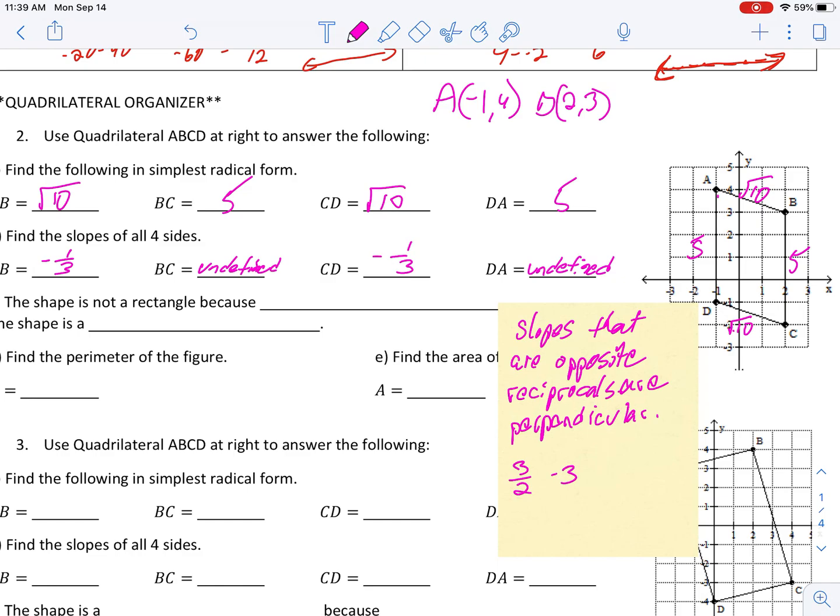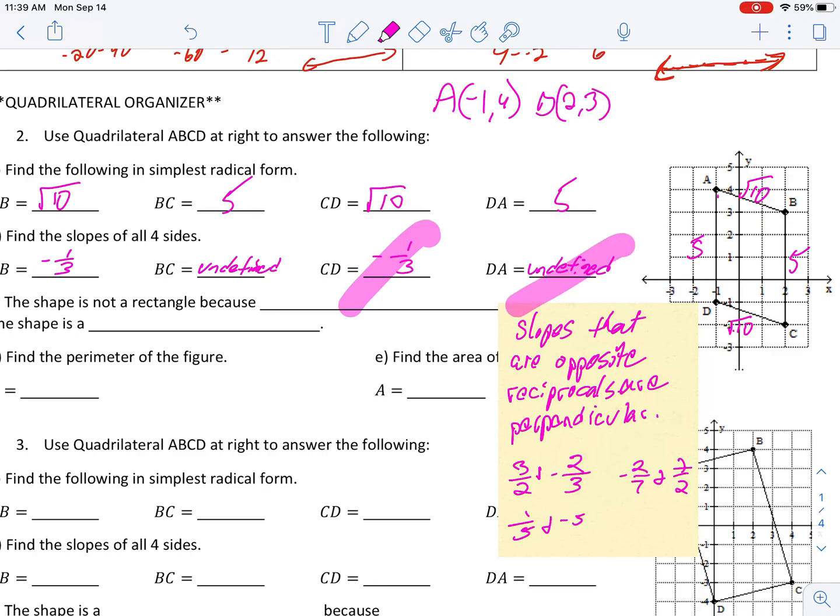Opposite means change the sign. Reciprocal means then to flip it. These are opposite reciprocals. 1/5 and -5 are opposite reciprocals. -2/7 and 7/2 are opposite reciprocals. And the only way that happens is if those lines are intersecting at a right angle.